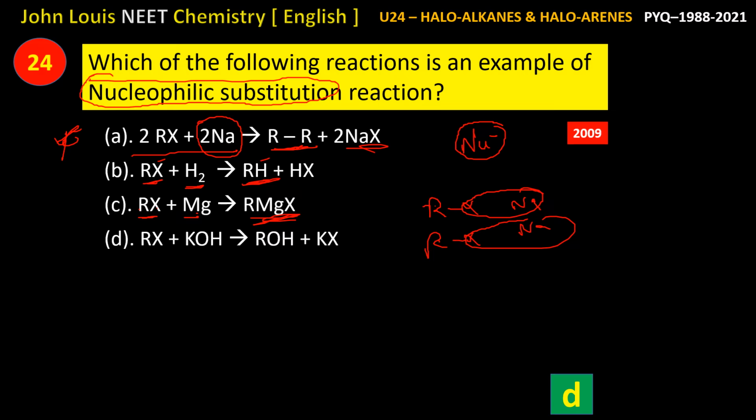And in option D, the reagent is potassium hydroxide, in which OH minus is a nucleophile. So that substitutes the halogen in the RX group, thereby you are getting ROH. Therefore, option D could be the nucleophilic substitution reaction.